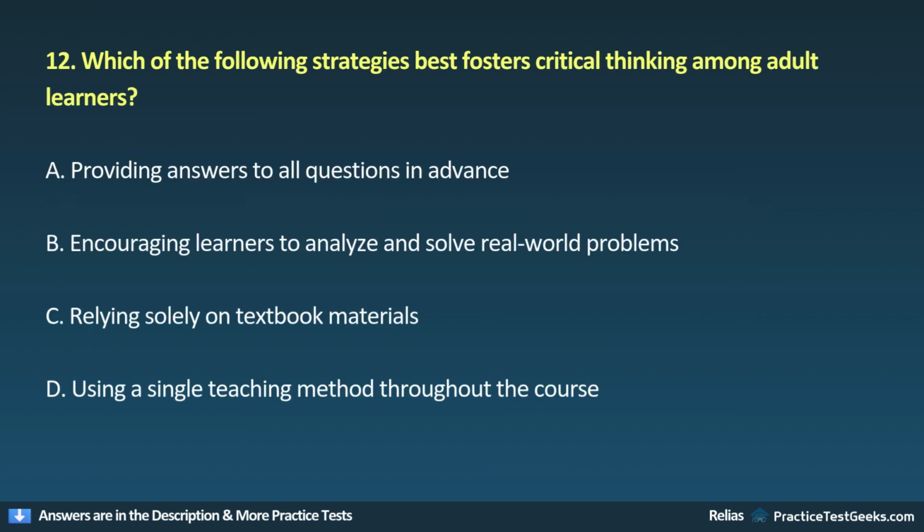12. Which of the following strategies best fosters critical thinking among adult learners? A. Providing answers to all questions in advance. B. Encouraging learners to analyze and solve real-world problems. C. Relying solely on textbook materials. D. Using a single teaching method throughout the course.